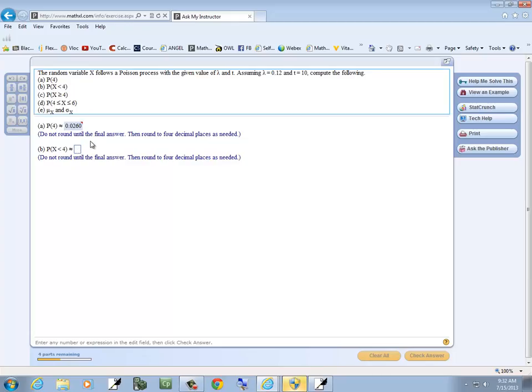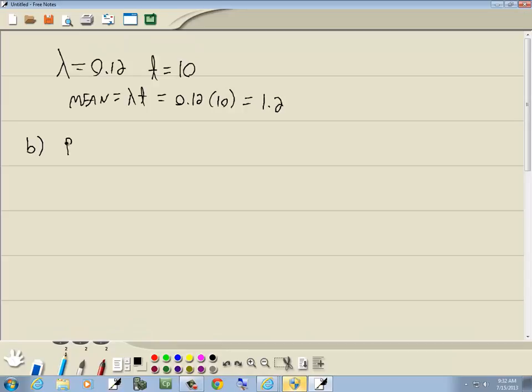Now, in part B, it says the probability that x is less than 4. Well, what that means is the probability that x is equal to 0, 1, 2, 3. Now, it's less than 4, which means it doesn't include 4. If your numbers go from 0 up to a number, that's where you can use Poisson CDF.